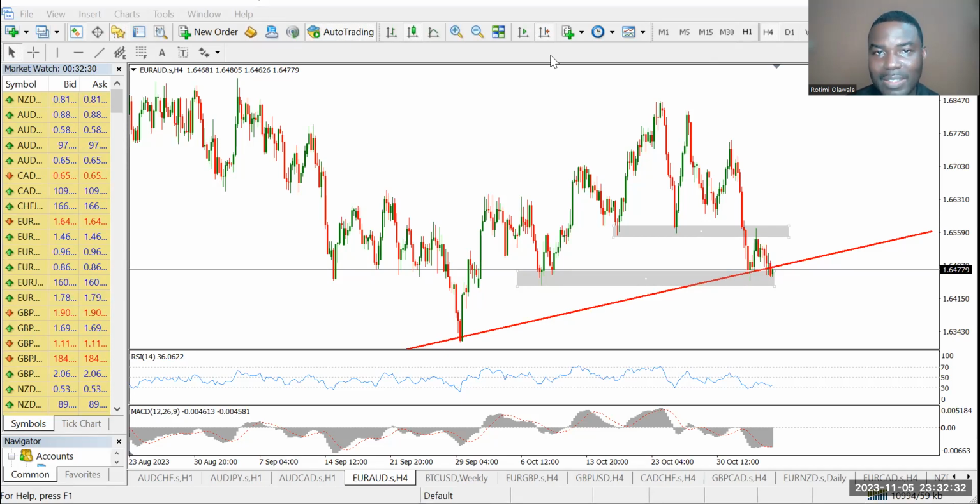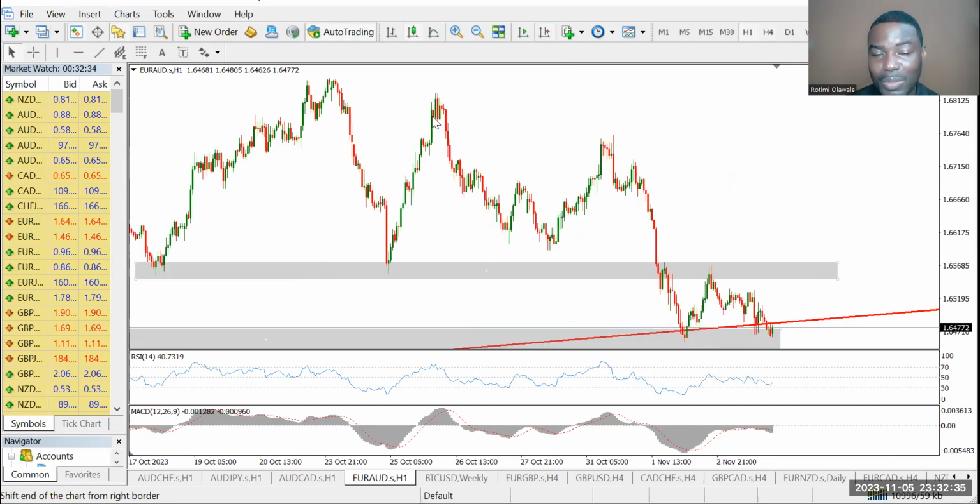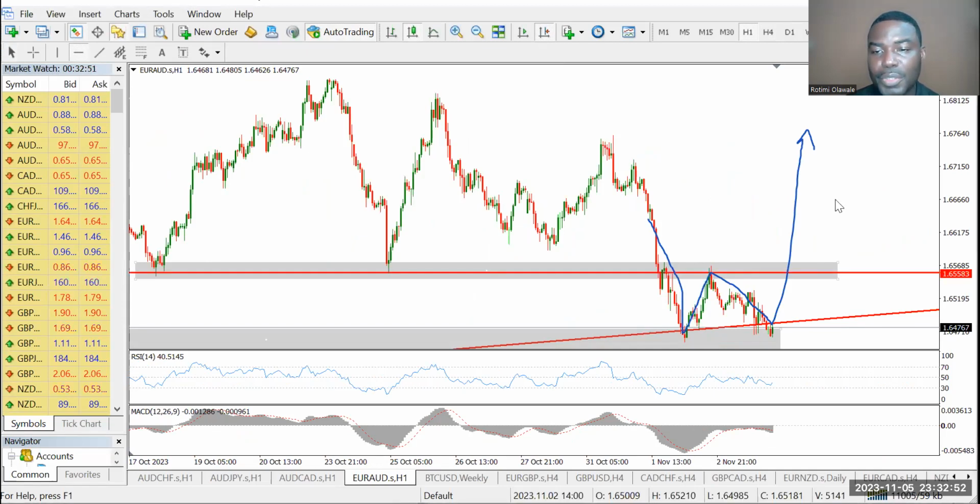Let's go down to 1 hour and see if we still have something else to look at. It's still the same possible double bottom pattern, even on the 1 hour time frame, which should lead to a bullish continuation. So wait for price to break above the neckline to trigger a buy. So anytime price breaks above 1.65583, then it will be time to trigger a buy on Euro AUD.